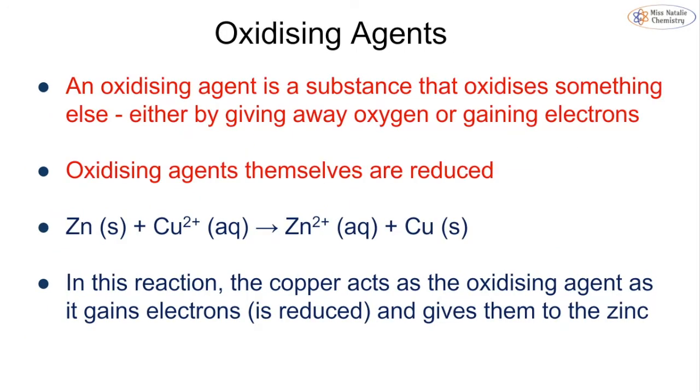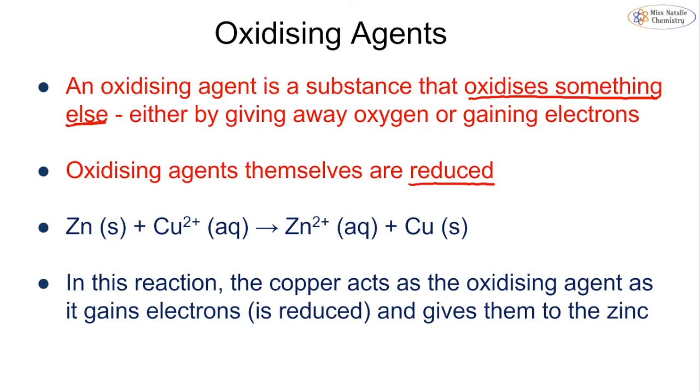Another key term that we have to know linked into this topic is oxidizing agents. Now this can be quite tricky, so make sure to pay attention closely. Oxidizing agents are substances that will oxidize something else. This means they either give away oxygen or they gain electrons. Okay? And by gaining electrons, that means that they themselves are reduced. So let's have a look at that in a bit more detail.